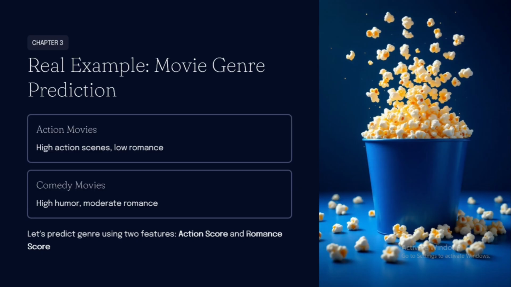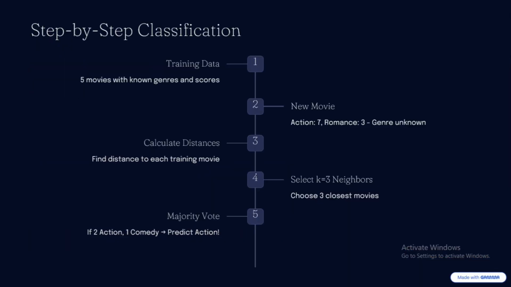Real world example, movie genre prediction. Now comes the fun part. A real example. Imagine we want to predict a movie genre based on action score and romance score. We already have some movies labeled as action or comedy. Each movie becomes a point on a graph. High action, low romance implies action movie. High romance, moderate humor implies a comedy movie. This is how real world features are converted into numbers.